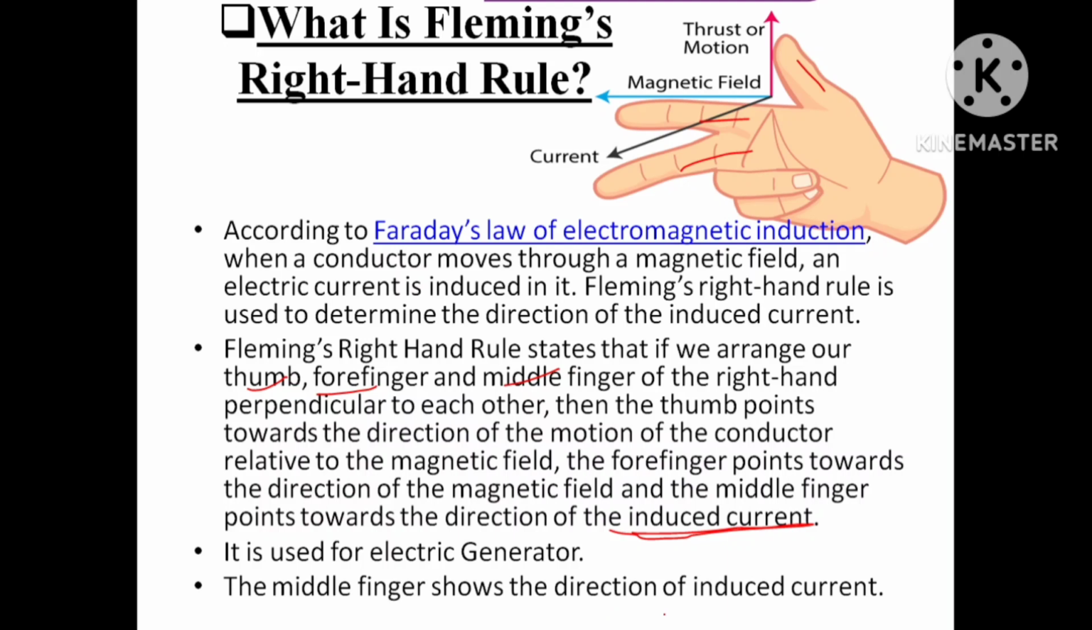The middle finger shows the direction of induced current. So we got to know about Fleming's right hand rule. It is simple if you do this in practice at home. If you make your three fingers perpendicular, you get to know the direction of induced current. If the direction of the magnetic field and the direction of motion are laid perpendicular, then the direction of the current will be along your middle finger.